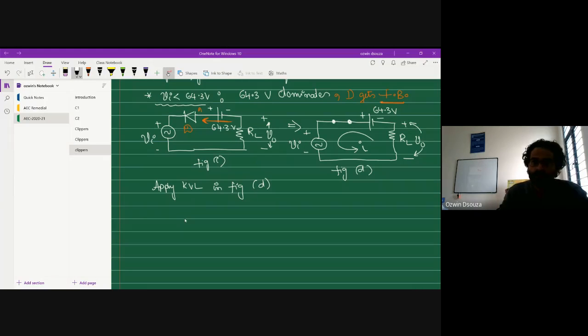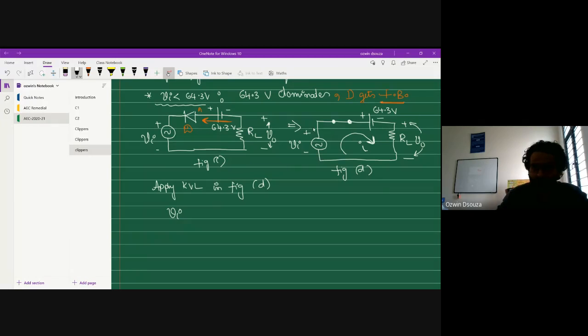Okay, positive half cycle, right? Since you are considering the positive half cycle, let us take the clockwise convention of current. This is how I go for it. Clockwise convention for the positive half cycle, and for the negative half cycle, you can take the anti-clockwise direction of current. Fine. So let's apply KVL.